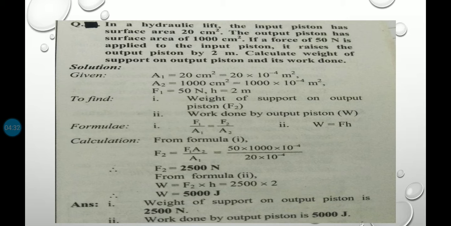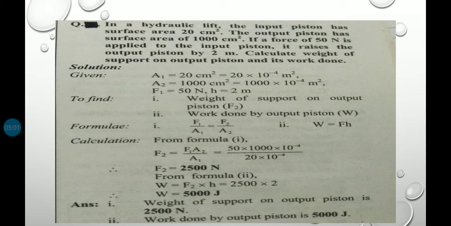Then the next problem is: in a hydraulic lift, the input piston has a surface area of 20 centimeter square. The output piston has a surface area of 1000 centimeter square. If a force of 50 Newton is applied to the input piston, it raises the output piston by 2 meter. Calculate the weight supported on the output piston and its work done.